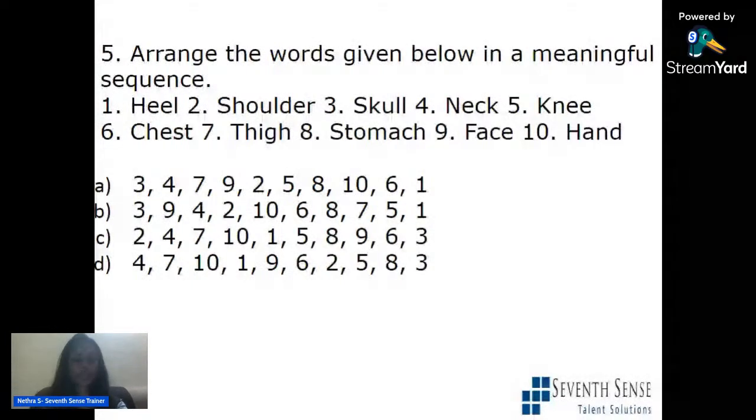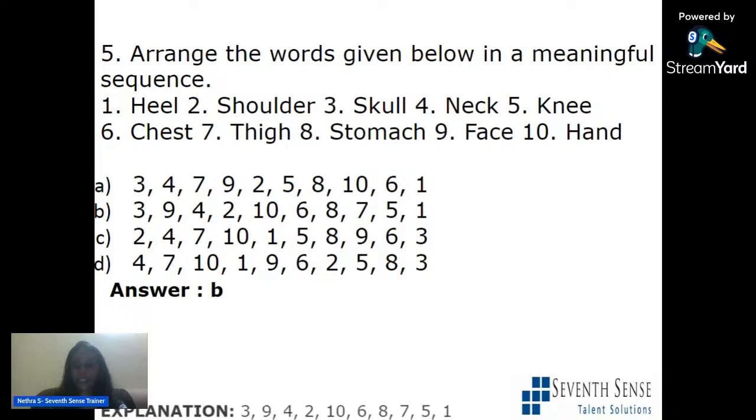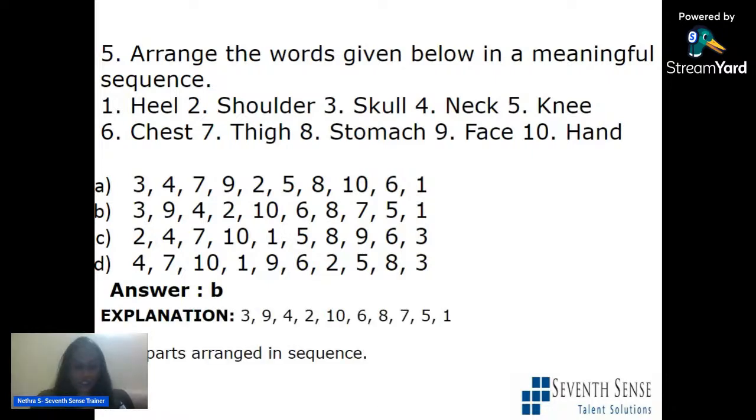Then what about option D? 4, 7, 10, 1, 9, 6, 2, 5, 8, 3. So neck, followed by thigh, hand, heel, face and chest, knee, stomach, skull. So that is also not possible. So the correct answer is option B. That is, first skull will come, followed by face, followed by neck, followed by shoulder, followed by hand, followed by chest, stomach, thigh, knee and heel. So this is the correct answer. So in this question, body parts are arranged in sequence. Yeah, we'll move on to the next question.